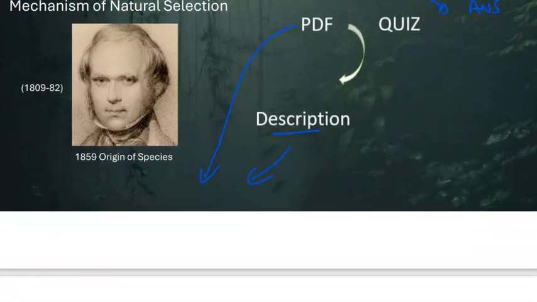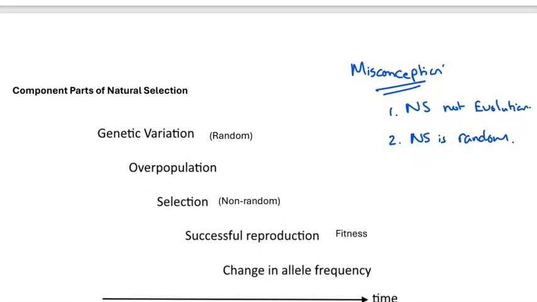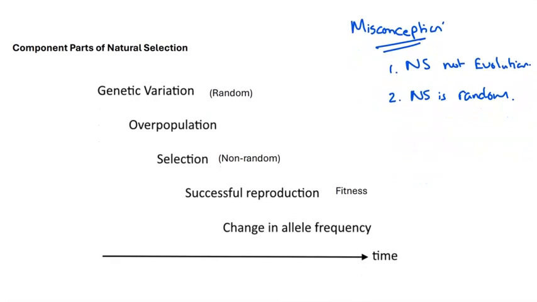So let's look at the mechanism for natural selection. There are in fact a number of misconceptions regarding evolution and natural selection. Let me deal with the two most common. The first one is that Darwin proposed evolution. This is not the case. What Darwin proposed was a mechanism by which evolution could occur, and of course we know that today as natural selection. The second point to be clarified is that natural selection is not a random process.